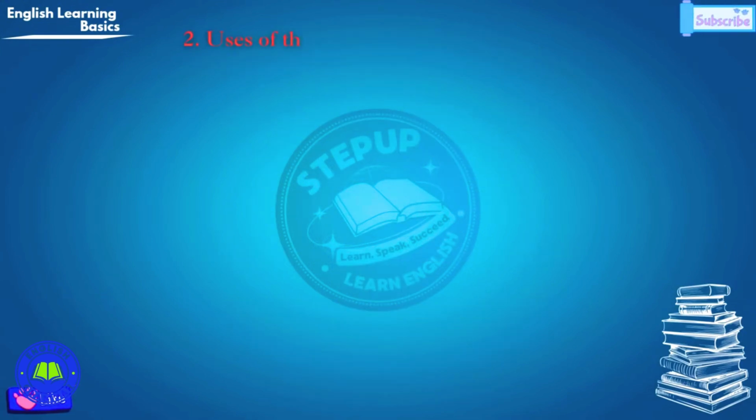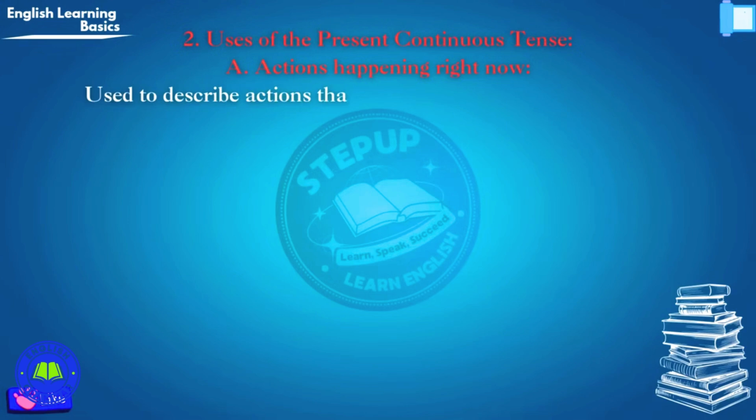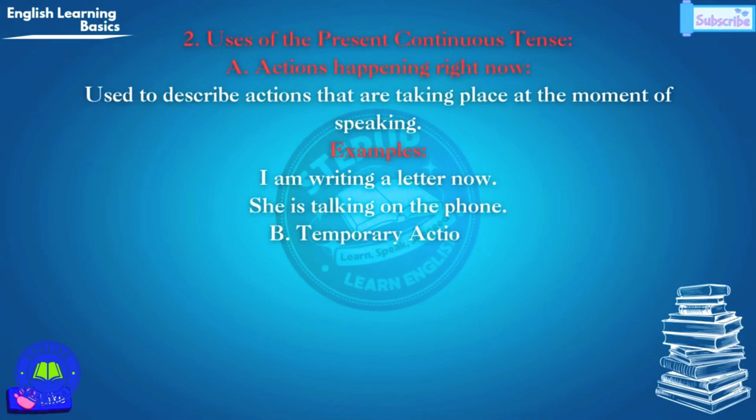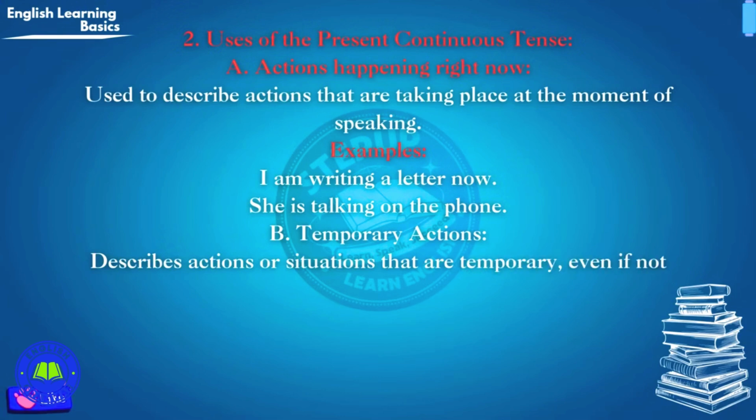2. Uses of the present continuous tense. A. Actions happening right now. Used to describe actions that are taking place at the moment of speaking. Examples: I am writing a letter now. She is talking on the phone. B. Temporary actions. Describes actions or situations that are temporary, even if not happening right at this moment.